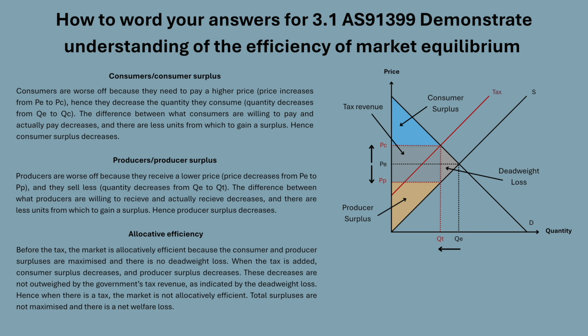These last few things are what they want you to write in the exam. Total surpluses are not maximised, so that means that the producer and consumer surpluses are not as big as they could be, and there is a net welfare loss, which means that there is deadweight loss. Note also that when we say allocative efficiency in the exam, they might just say efficiency, and that means the same thing. The last situation they'll ask you about is the government.